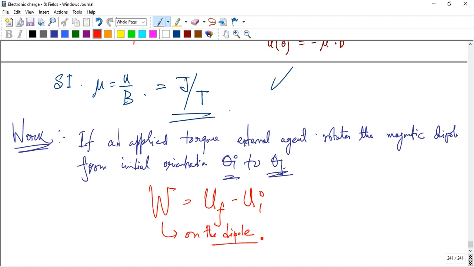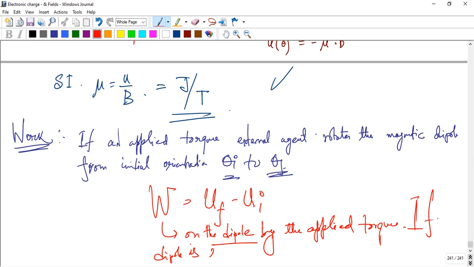Work done on the dipole by the applied torque, if the dipole is stationary before and after changing the orientation. Okay.